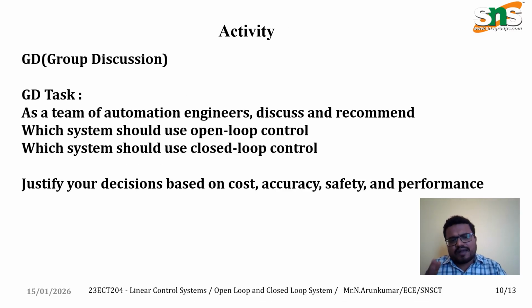Activity. Here the activity is a GD, group discussion, and the task is: as a team of autonomous engineers, discuss and recommend which system should use open loop control and which system should use closed loop control. Justify your decisions based on cost, accuracy, safety, and performance.